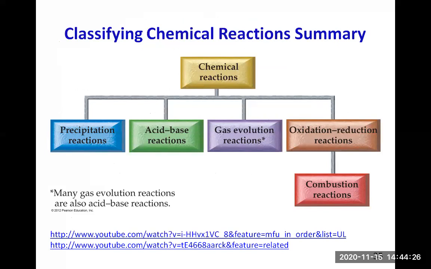So this summarizes all the ways that we have covered here that you classify chemical reactions. Chemical reactions, we've learned, can be precipitation reactions. Precipitation reactions are driven by the fact that you are forming a solid when you are mixing two aqueous solutions.